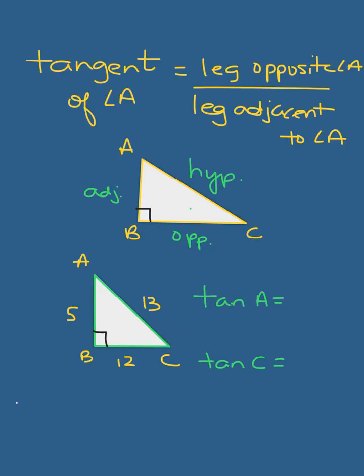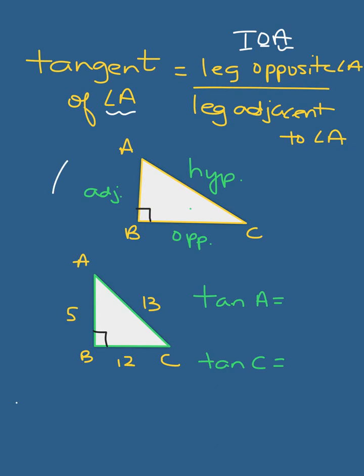When we're looking at the tangent of a given angle, so in this case tangent of angle A, remember we said tangent is TOA, we use that phrase. So the T stands for tangent, my numerator is opposite, so we're going to be opposite the given angle, and my denominator is going to be the A, the leg adjacent to the given angle. So let's look at our first diagram.